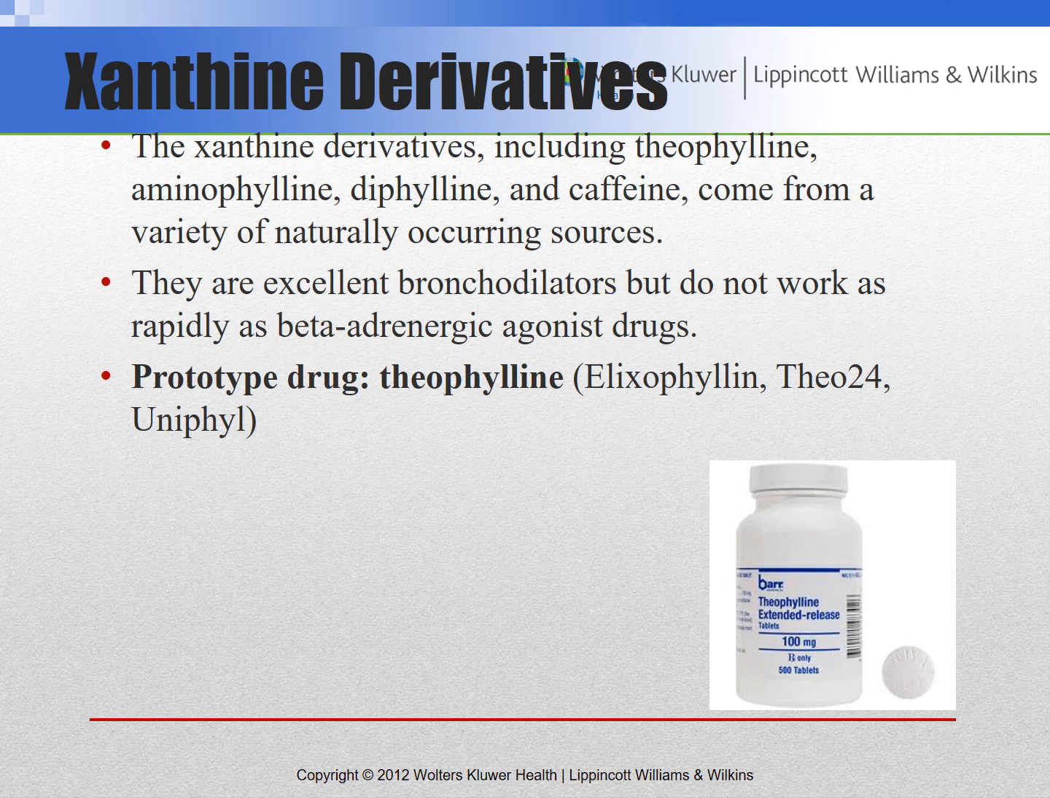All right, and talking about xanthine derivatives, including theophylline, aminophylline, diphylline, and caffeine, come from a variety of naturally occurring sources. They are excellent bronchodilators, but they do not work as rapidly as beta-adrenergic agonist drugs. And so our prototype drug here is theophylline, or Theodur, you'll hear it called, or Theo-24.